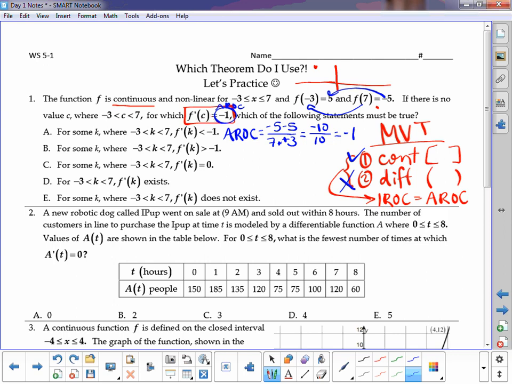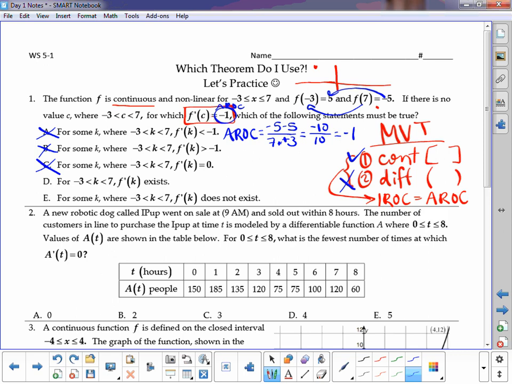A, for some k in the interval, the derivative is less than -1. We have no information about that. We're just looking that it's not differentiable. Derivative is greater than -1. Again, no information for that. We're just looking for not differentiable. For some time in that interval, the derivative equals 0. Again, we don't know.